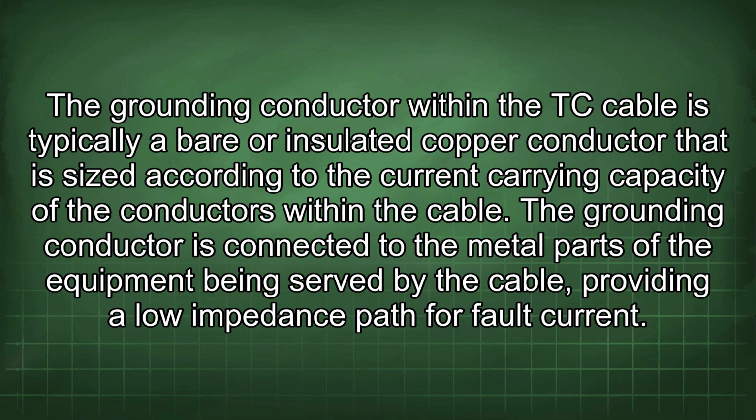The grounding conductor within the TC cable is typically a bare or insulated copper conductor that is sized according to the current carrying capacity of the conductors within the cable. The grounding conductor is connected to the metal parts of the equipment being served by the cable, providing a low impedance path for fault current.